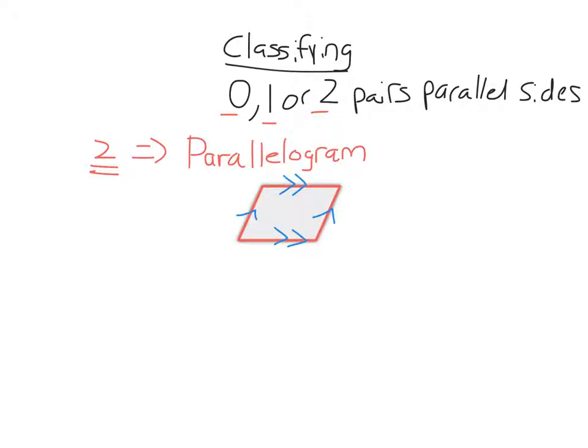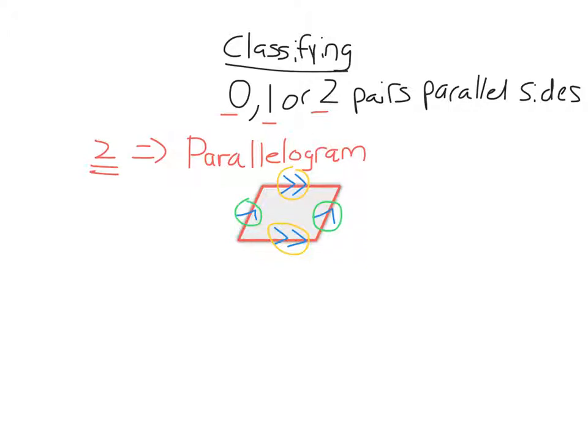If a quadrilateral, a 4-sided shape, has 2 pairs of parallel sides, we call it a parallelogram. So this and this are parallel. That's 1 pair of parallel sides, and this and this are parallel. So there's 2 pairs of parallel sides. So if a quadrilateral has 2 pairs of parallel sides, it is a parallelogram. This is the shape that we just saw on the previous slide.